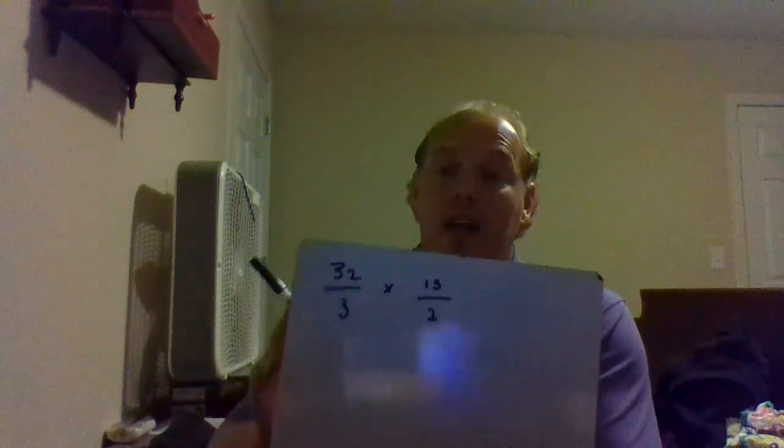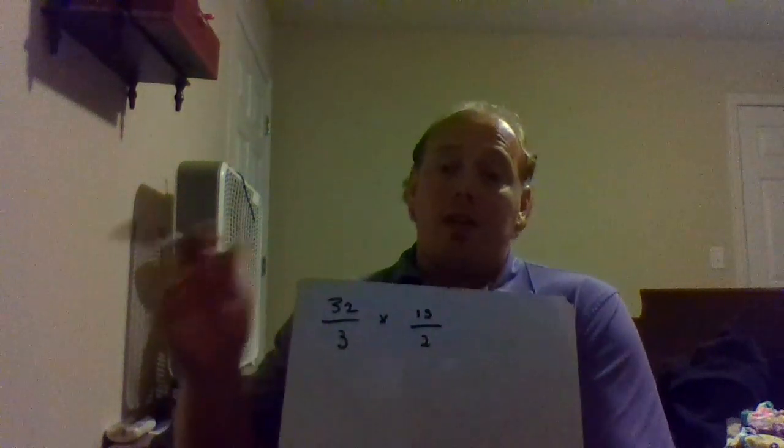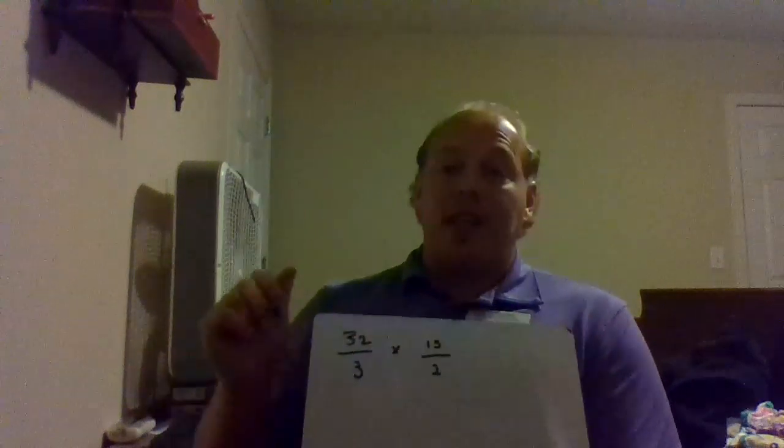Okay, so on top, you have 32 times 15. Now, if you don't want to do 32 times 15, this is where cross-cancellation is going to help you. However, I'm going to do it both ways, so that way you can see that we're going to get the same answer both times. So 32 times 15, we're going to do some side work. 32 times 15, 0, carry the 1, 16, 2, 3, 480. So we've got 480 over 6.